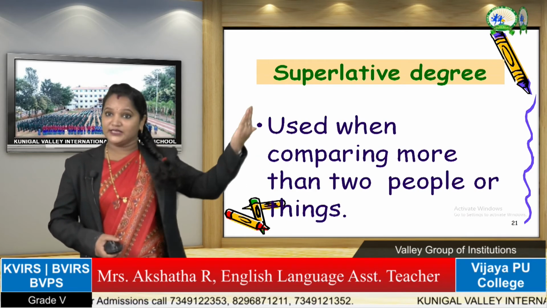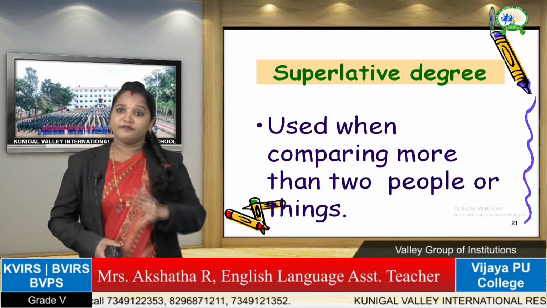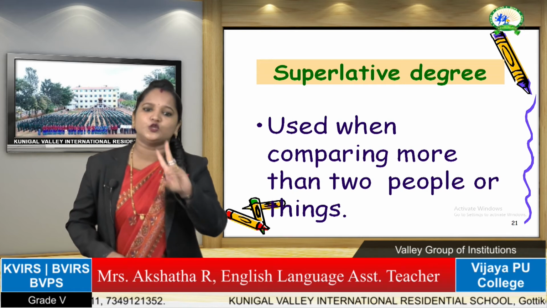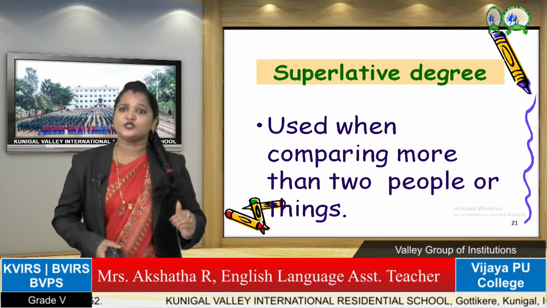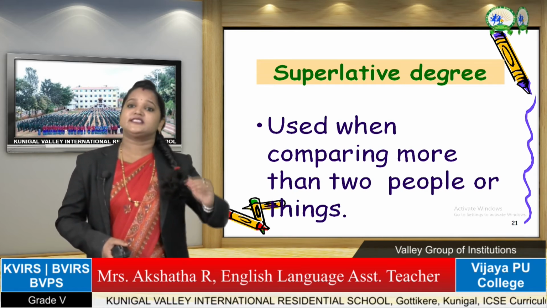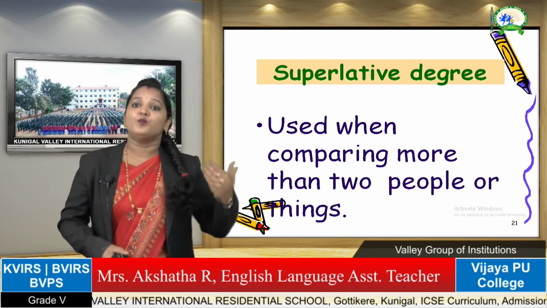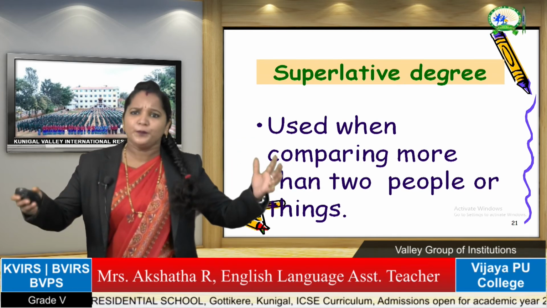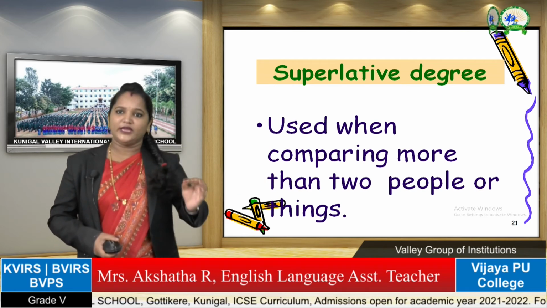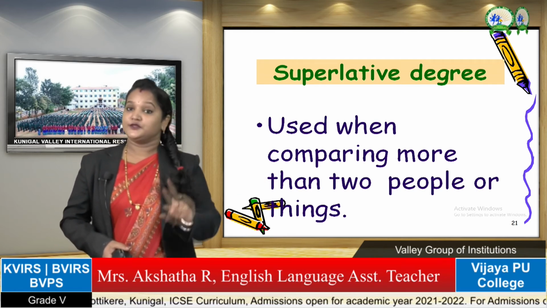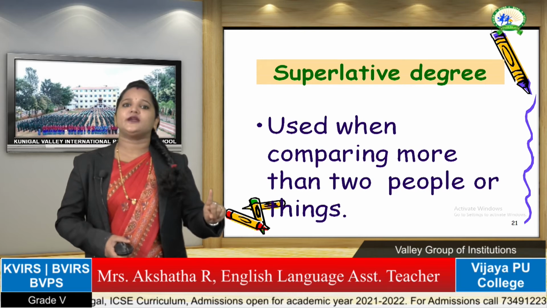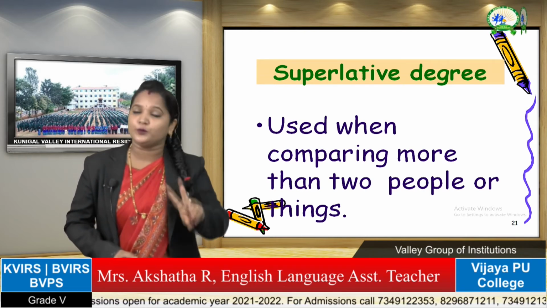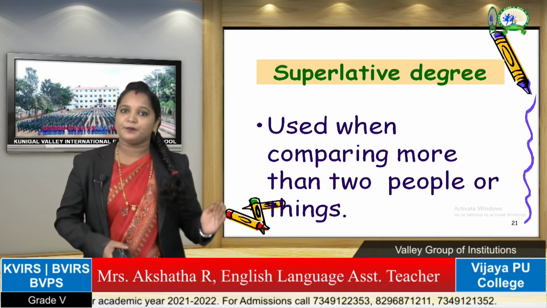Next is superlative degree. Very simple. When we were in the comparative degree, I told you we are comparing only two things. But the superlative degree is used when we compare more than two things, or more than two people, or a group of people. When we are comparing, we use the superlative degree. Children, when you talk about only one noun, it's positive degree. When you are talking about two people or two things, it is comparative degree.